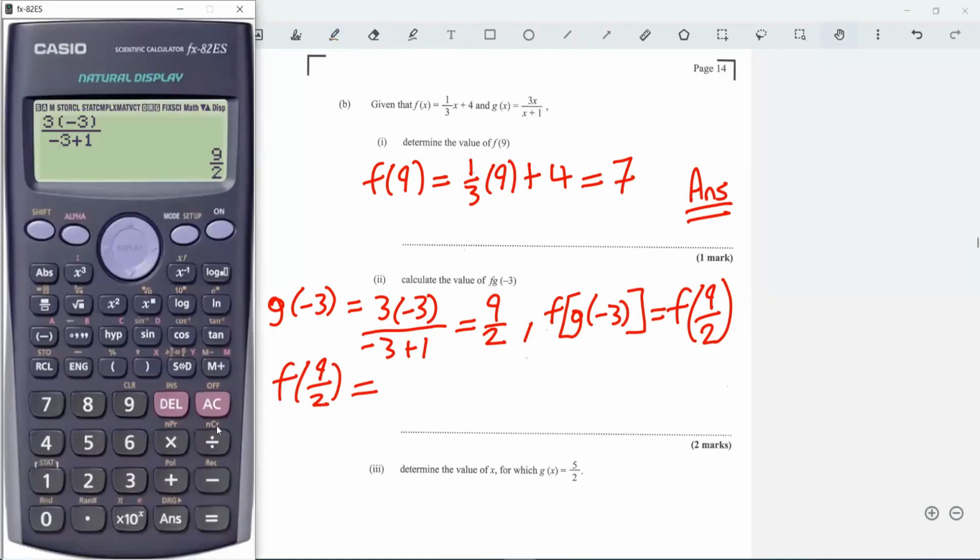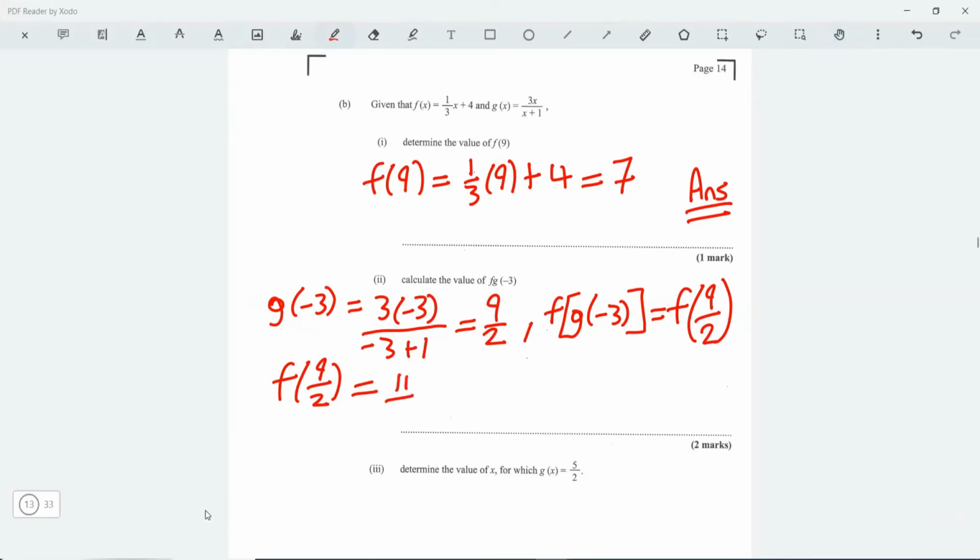So again, calculator time. It's going to be 1 over 3 times x, where x is 9 over 2, plus 4, and that is giving us 11 over 2. This is 11 over 2. So we can write, therefore, fg of negative 3 is equal to 11 over 2. 11 over 2. Nice.